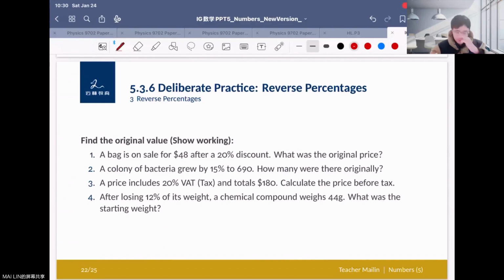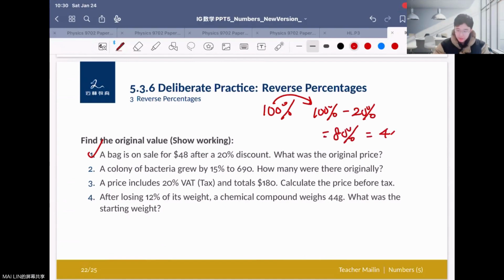Let's move on to the first problem. A bag is on sale for $48 after a 20% discount. What is the original price? We can consider the original price as 100%, and Y is the original price. After a 20% discount, we turn 100% into 100% minus 20%, so the final price is 80% of the original price. So 80% equals $48, and the original price is 48 over 80%. The answer is $60.